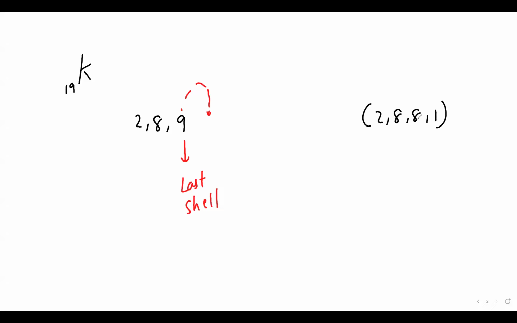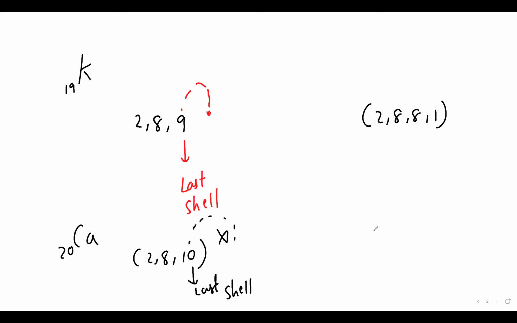Last shell cannot have more than 8. Suppose, beta, calcium. What do you think, sir? Can I write it this way, 2, 8, 10? No, because this is my last shell. Last shell cannot have more than 8. So what I'm going to do? I'm going to transfer, making it 2, 8, 2. Now, have you understood this?